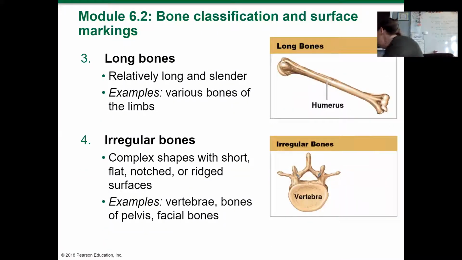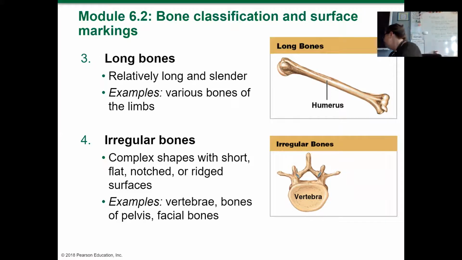Long bones. There are things like the femur. This is a nice long femur here. And the humerus, a nice long humerus, which is the upper arm bone. They are longer than they are wide. They are very obviously long bones. You also have your finger and toe bones, which are also long.